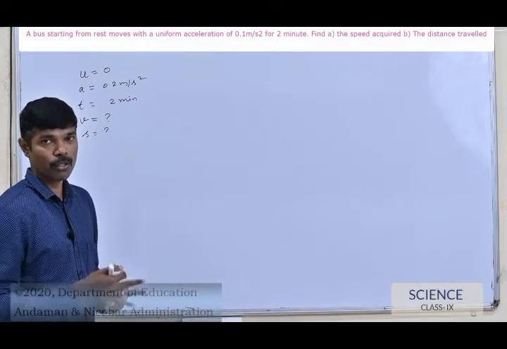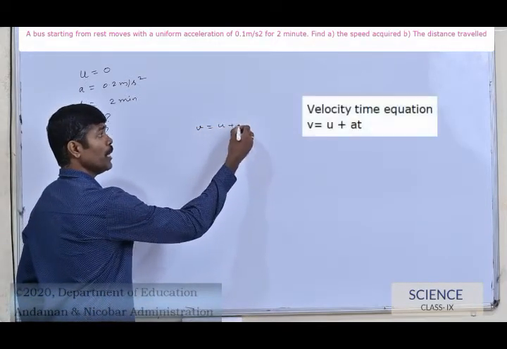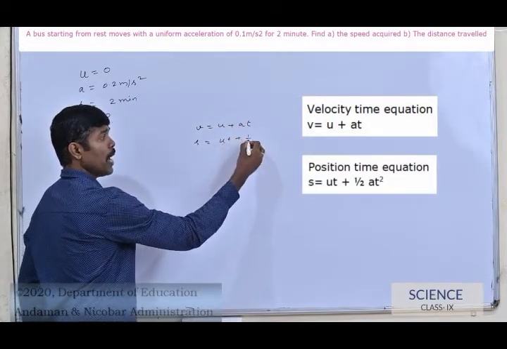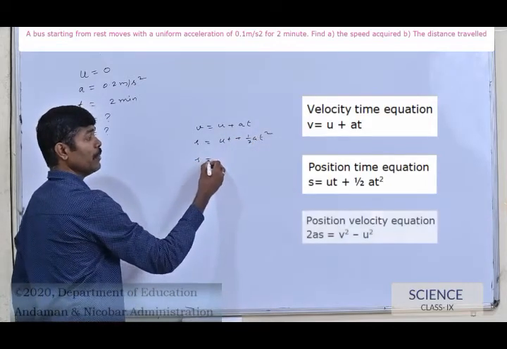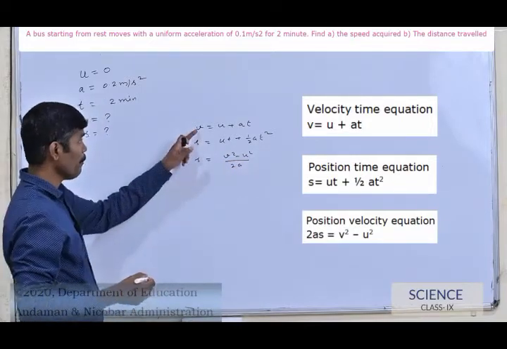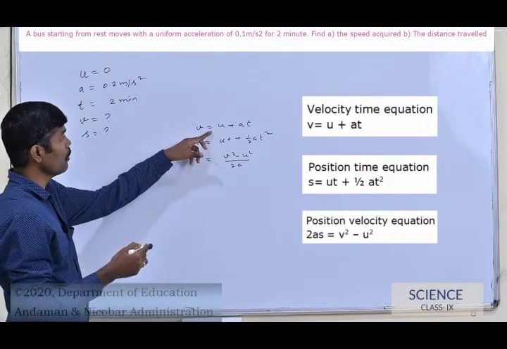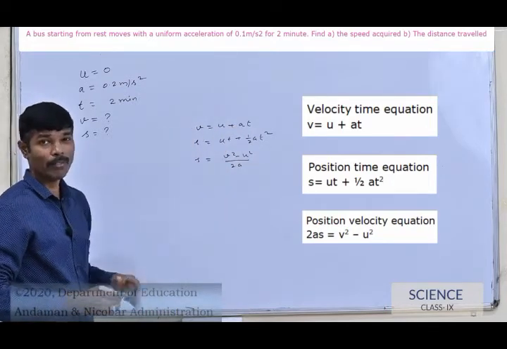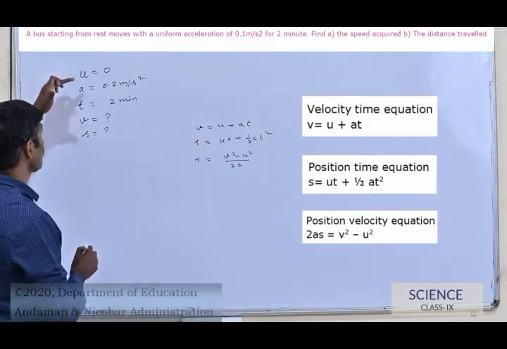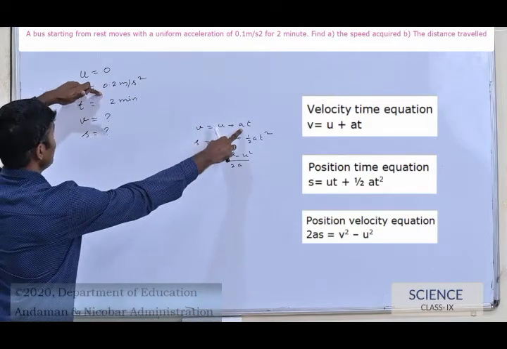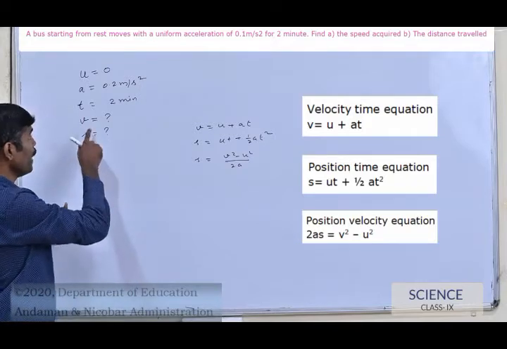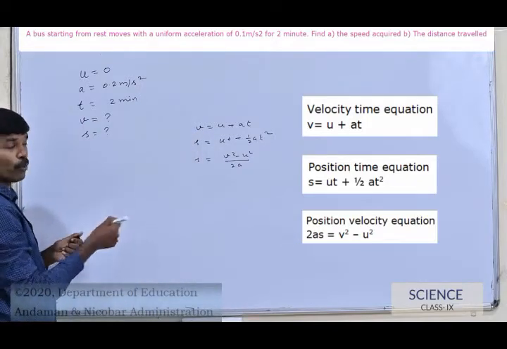We have seen three equations of motion. v is equal to u plus at. The second equation is s is equal to ut plus half at square, and the third equation is v square minus u square equals 2as. If I am using the first equation, v is equal to u plus at, then if any one of the quantities is not available, it can be found out. But see here, u is given, a is also given, t is also given. So we can find the value of v. In order to get v, we can use the first equation of motion.